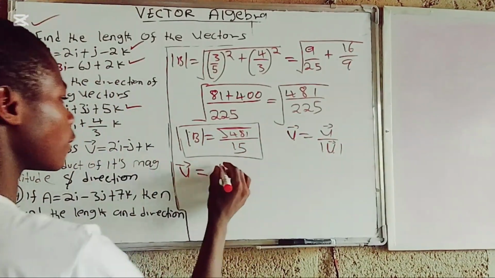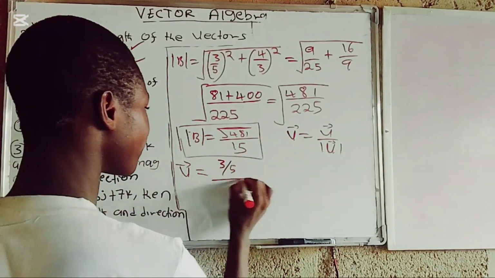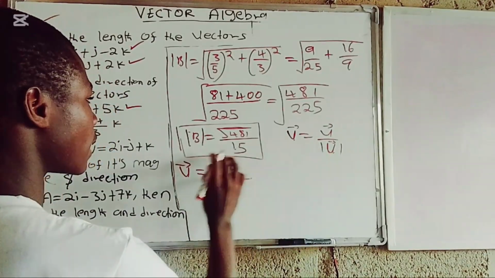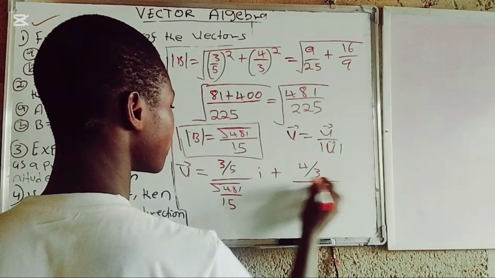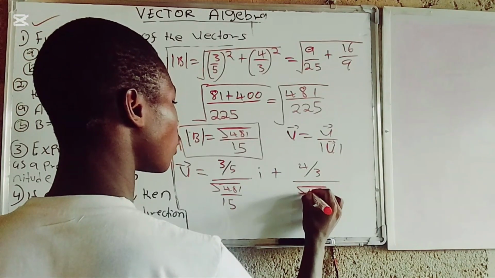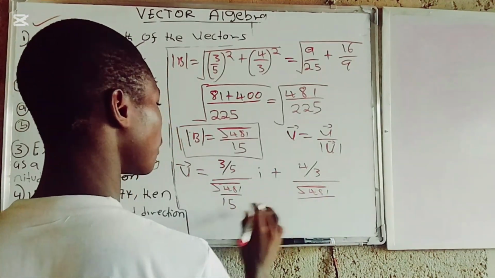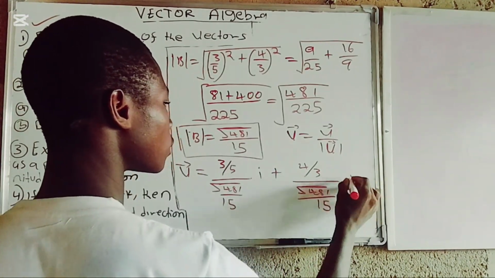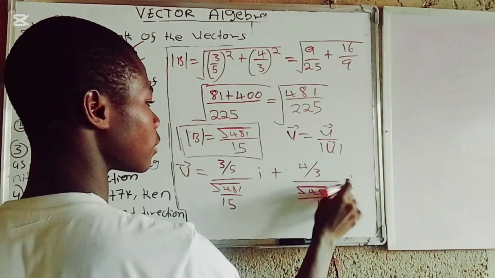What is the value of v, which is 3 by what? By 5 divided by this, which is root of 481 by 15 i, and therefore plus 4 by what? By 3 divided by root of 481 by 15, which is what? OK.